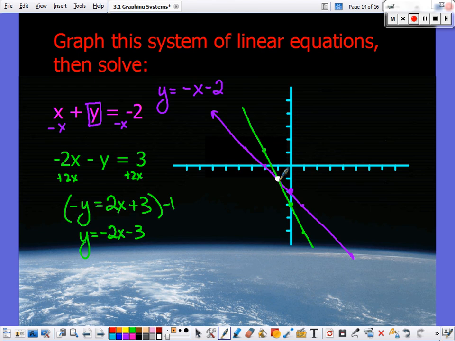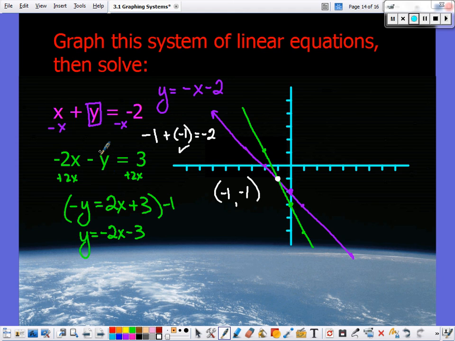Well, it looks to me like they intersect right there. So what is that point if we had to label it? It looks like -1, -1. Okay, well, let's make sure that's the right answer. So what we'll do is come back and plug it in. I just plug it in right here. What's -1 plus a -1? Does that equal -2? Sure it does. So it checks off this one.